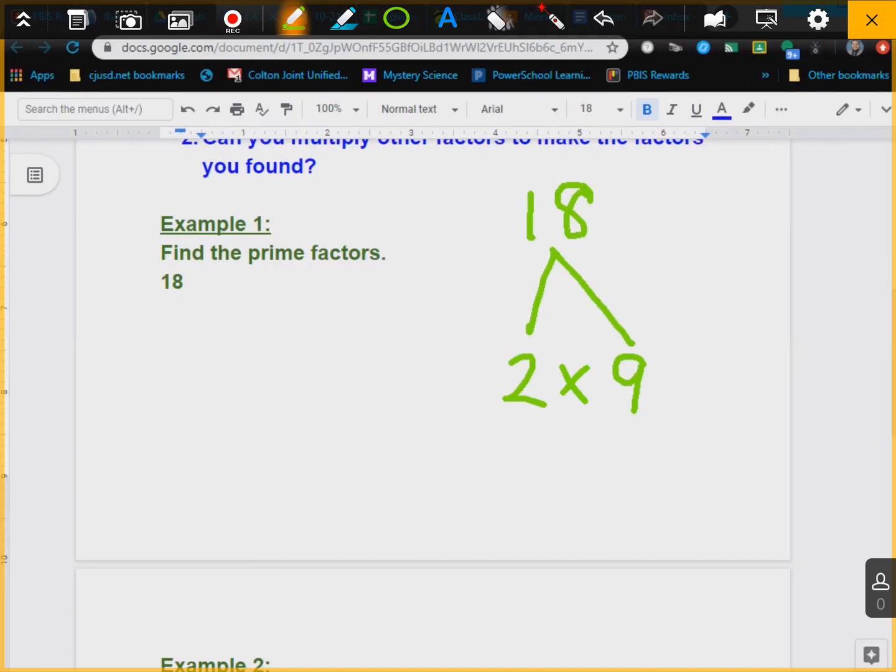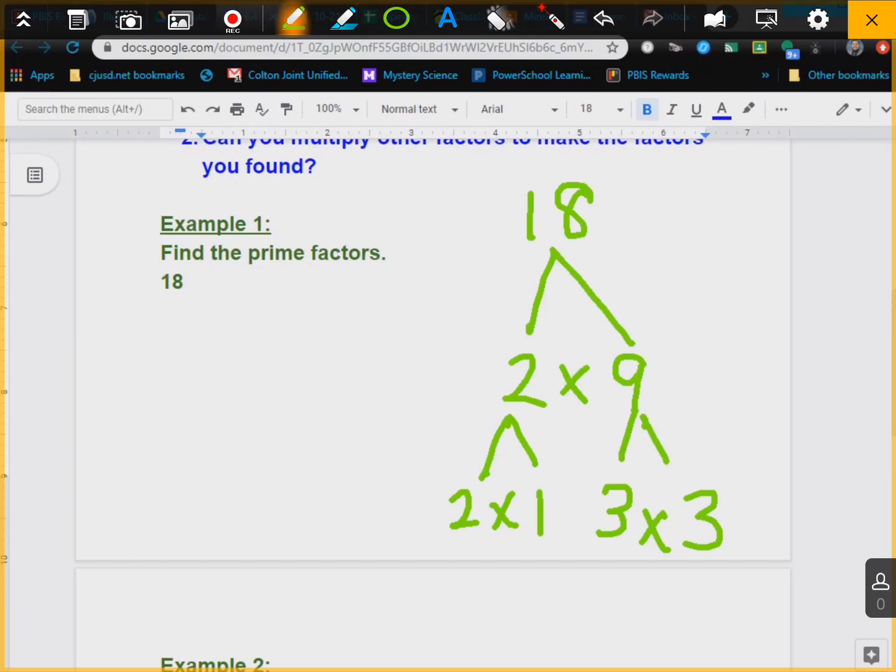Now you need to ask yourself the second step. Can you multiply other factors to make the factors you found? Is there anything that I can multiply to make 2? I think 2 times 1 are the only 2 factors. Well, how about 9? Are there any 2 numbers that I can multiply to make 9? Well, I know I can multiply 3 times 3.